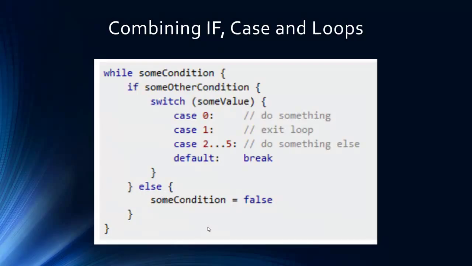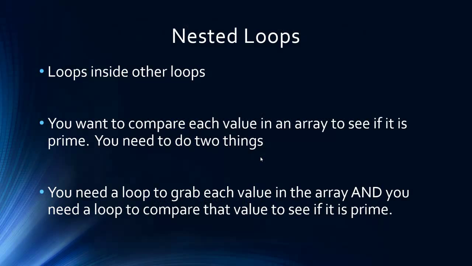All right, moving on. We can combine if, case, and loop statements all together. So while some condition is met, do this. And when I say do this, I would say, hey, if another condition is met, do this, else, do this. So in this case, I've got multiple conditions all wrapped up into a big nested statement. So we can have if and case statements inside loops. We can even have loops inside loops. And when we do, we call that a nested loop.